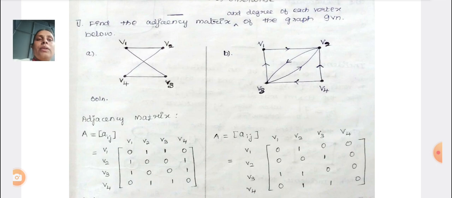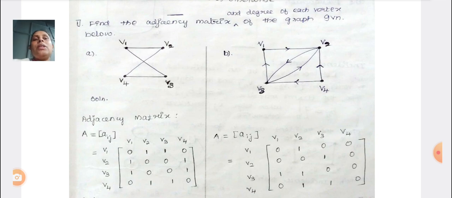Now we move on from v1 to v2. So we put 1. Next v1 to v3, similarly 1. v1 to v4 there is no edge, we put 0. Next v2 to v1 there is an edge, so we put 1. v2 to v2 no edge, so we put 0. v2 to v3 there is no edge, so we put 0. v2 to v4 there is an edge, so we put 1.